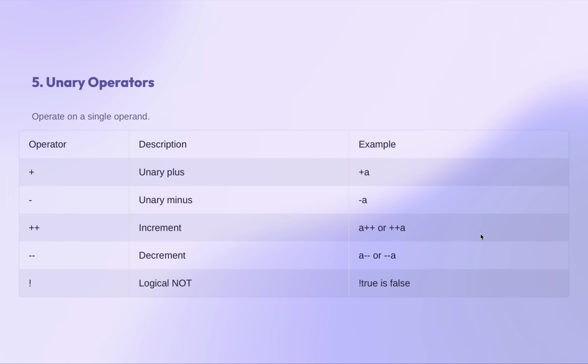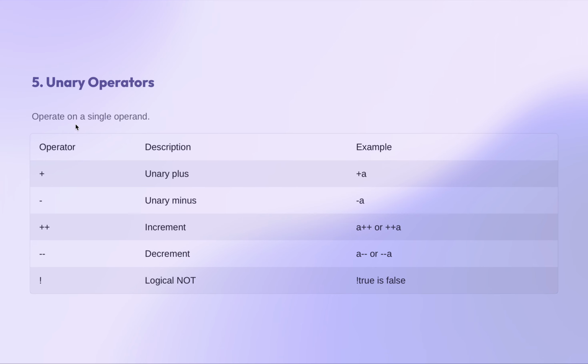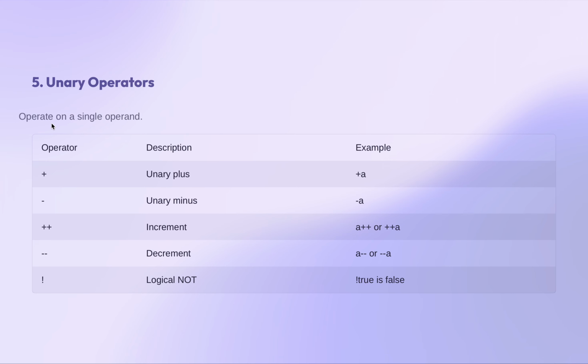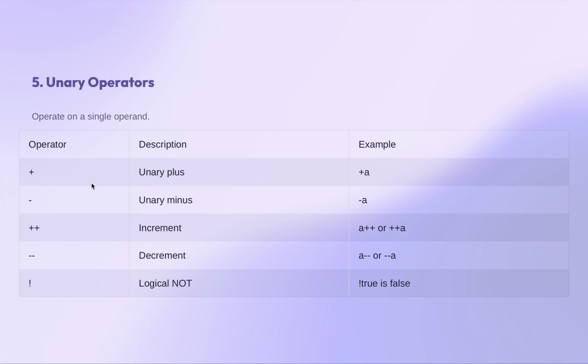Next we see unary operator. Unary operator operates on a single operand. Operand means variables, single variables. So plus plus a, minus minus a, a plus plus are unary operators. It operates on a single operand, or operand means variable. So an operator operating on a single variable is called a unary operator.